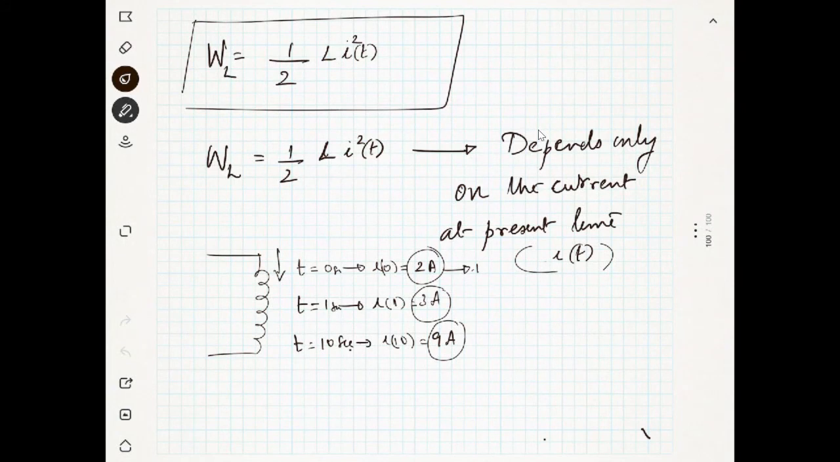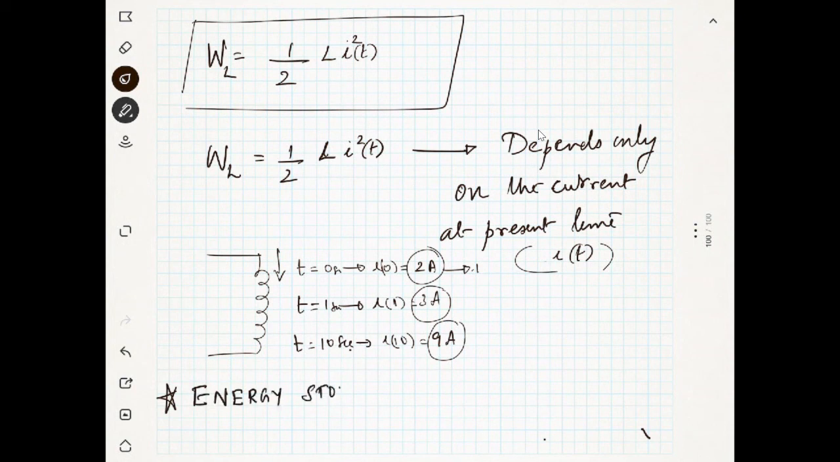Currently, how much current is flowing through the inductor, the energy will be according to it. Is it clear to you? Yes, sir. There will be energy. It was DC current, so if DC current, yes, energy will be there. That's what I will say. I will tell you that one.